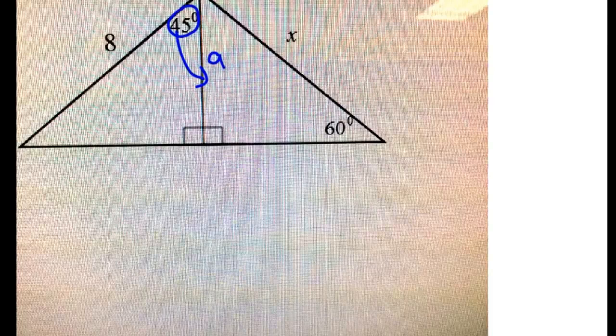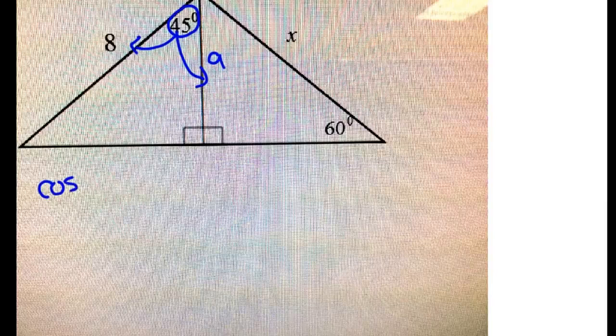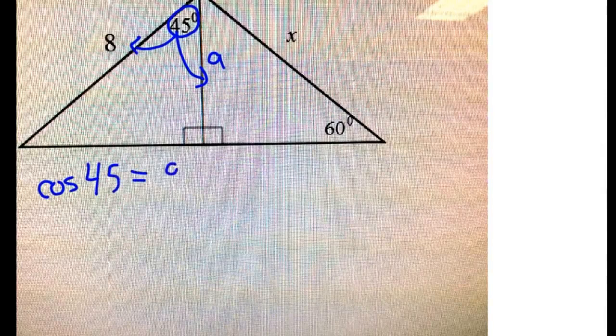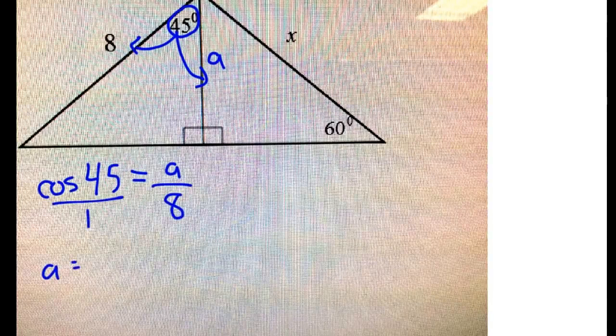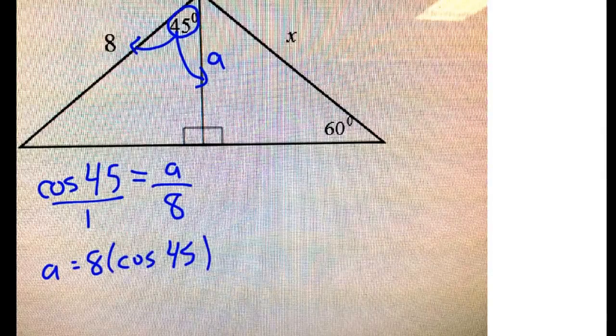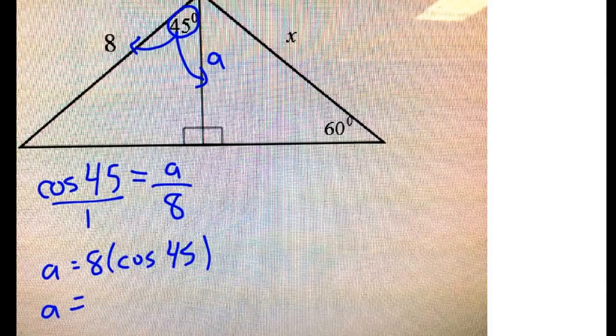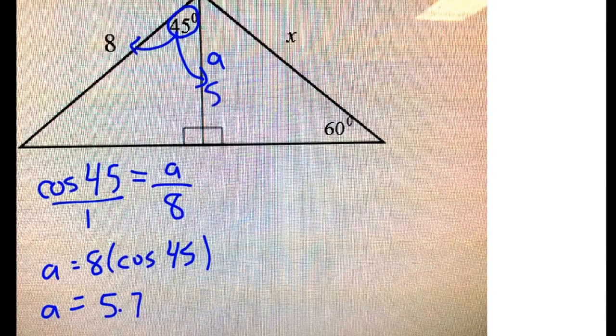So that'll be our adjacent side, and we've got our hypotenuse, so we should be able to figure out side A just by using cosine. So cos 45 equals A over 8. Cross multiply those. 8 times cosine 45 gives us 5.65, 5.7. And then once we know that answer, just like we did before, we can find the other triangle.